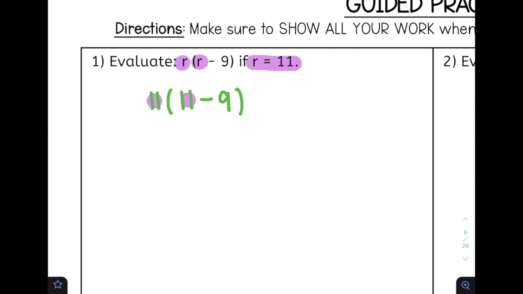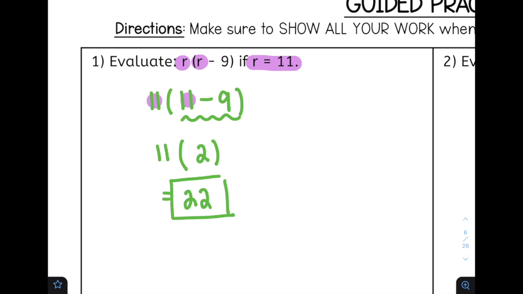The first thing I'm going to do is deal with my parentheses because I'm following order of operations. So we have 11 times 11 minus 9, which is 2. 11 times 2 is 22, and that would be my answer. Again, as you can see, I'm using my variable and the value given to that variable, substituting it in every time I see that letter.